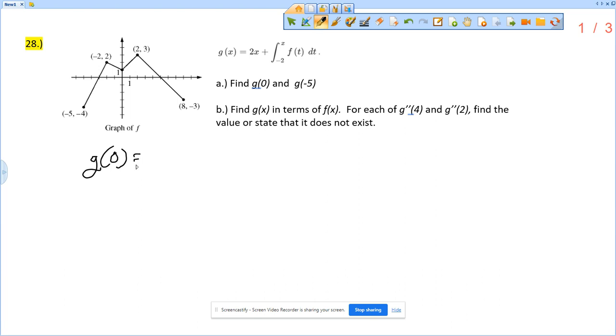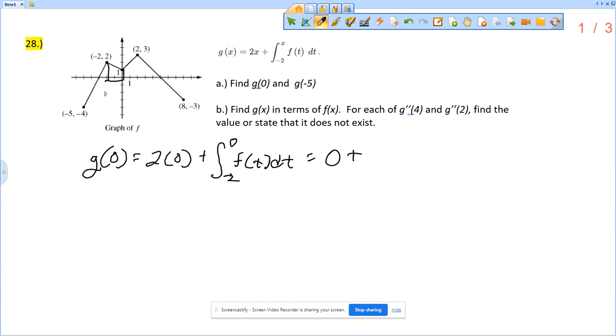So g of 0 is going to be 2 times 0 plus the integral from -2 to 0 of f of t dt. All right, so 2 times 0 obviously is 0, plus the integral from -2 to 0. So -2 is right here, to 0.